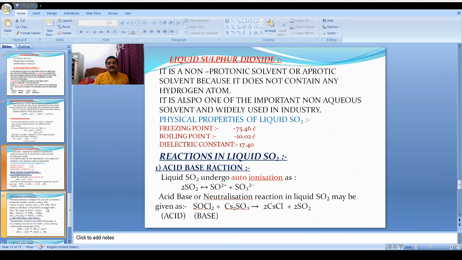First, the acid base reaction. You know very well, liquid sulfur dioxide undergoes autoionization; twice SO2 forms SO2 plus, the thionyl cation, and sulfite anion here. This acid base or neutralization reaction in liquid sulfur dioxide may be given as thionyl chloride plus cesium sulfite. It forms cesium chloride and sulfur dioxide here.